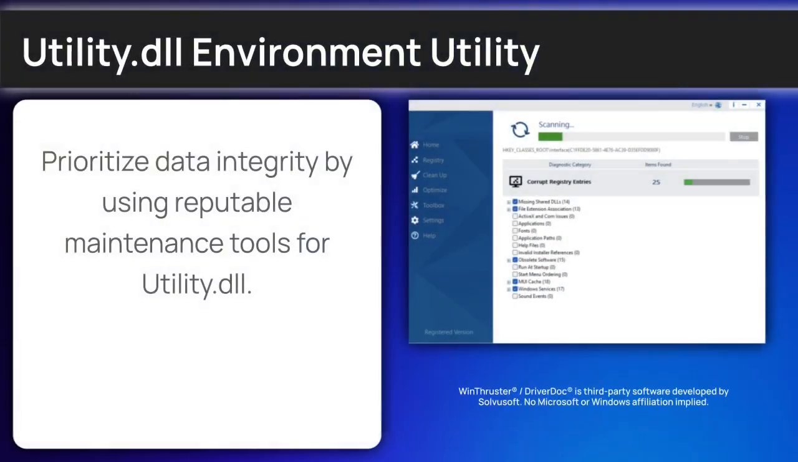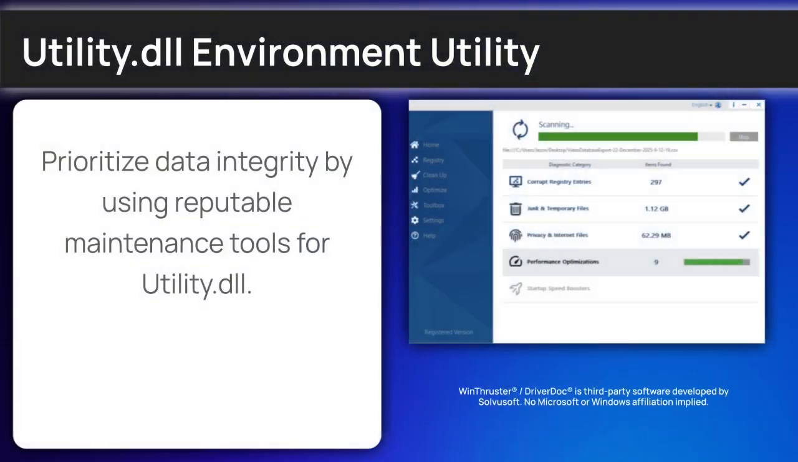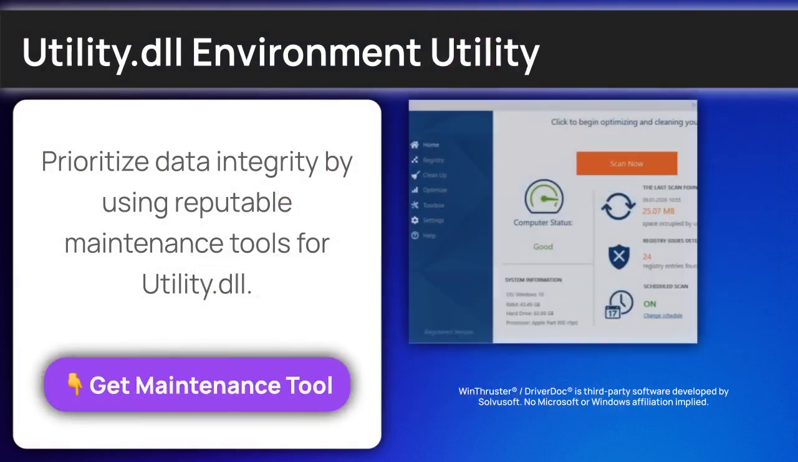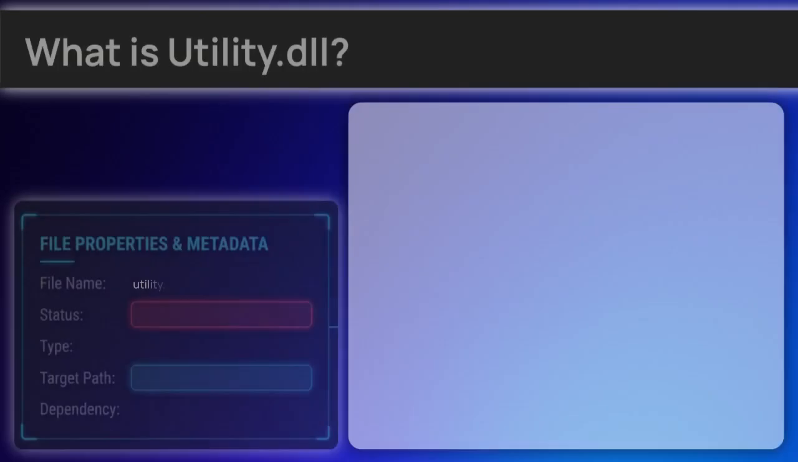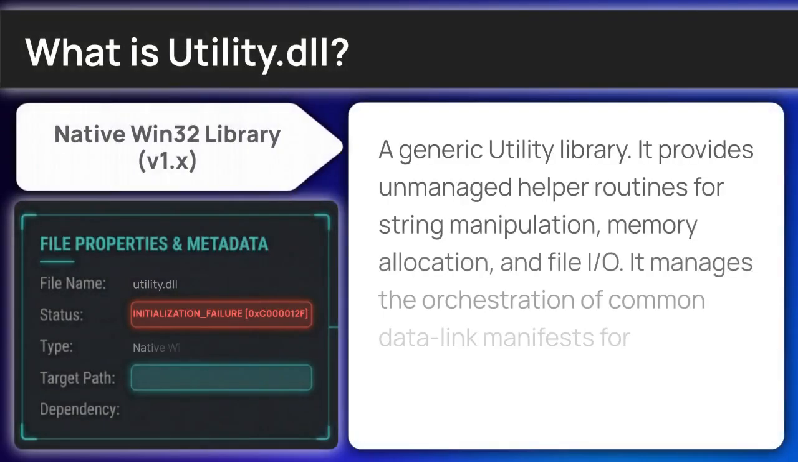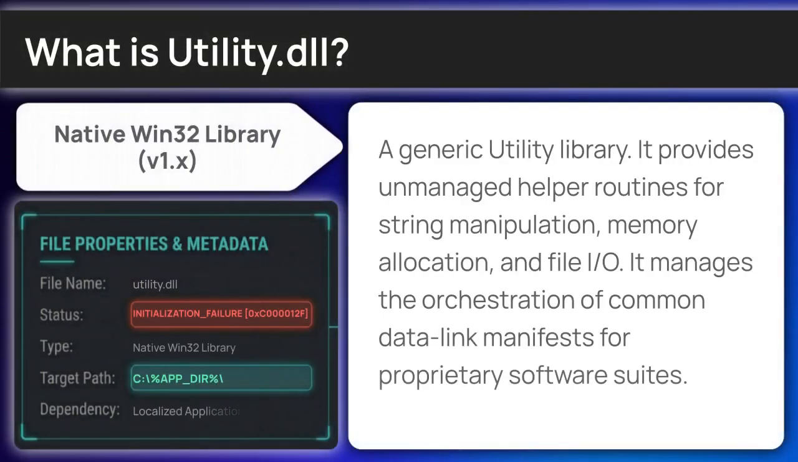Before we walk through the utility library troubleshooting, you can access a utility focused on providing a clean system environment. This is the utility library, a generic utility library. It provides unmanaged helper routines for string manipulation, memory allocation, and file input-output. It manages the orchestration of common data link manifests for proprietary software suites.